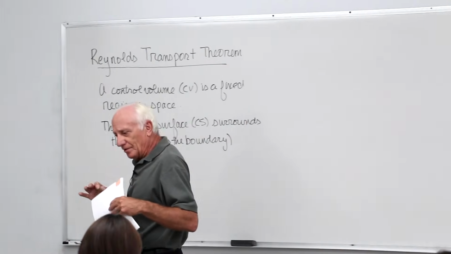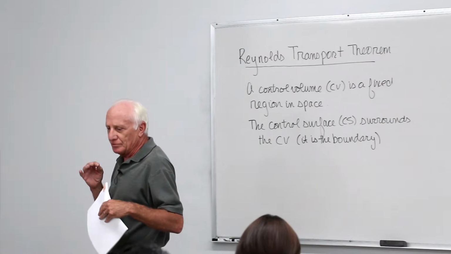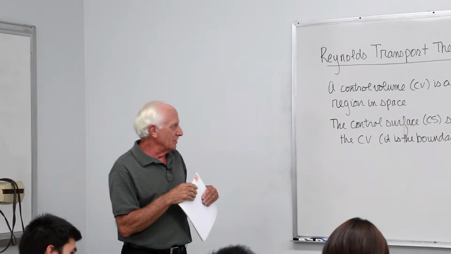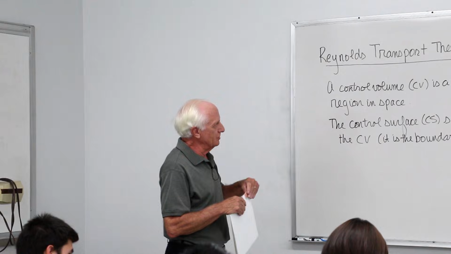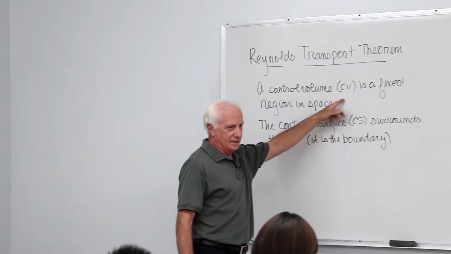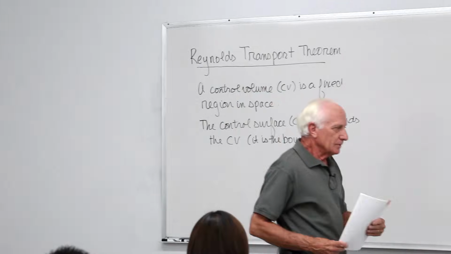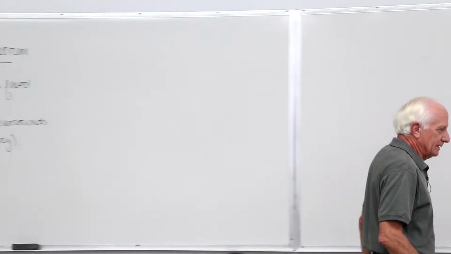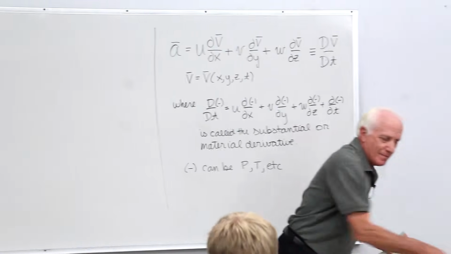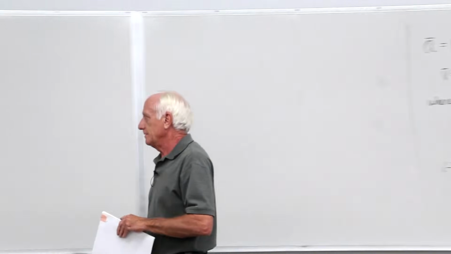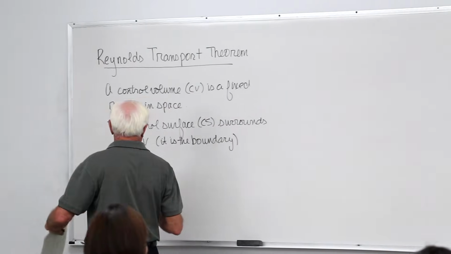Surrounding the control volume is a surface, a boundary. That surface is called the control surface. And these two are abbreviated CV and CS, control volume and control surface. So we're going to look at now mass crossing a boundary, which is going to be maybe the control surface.